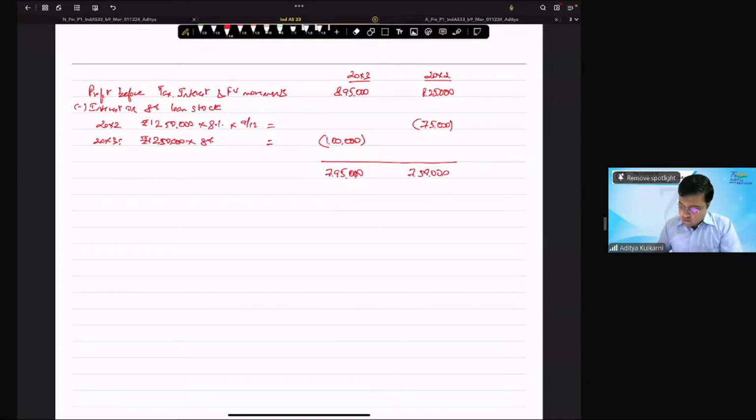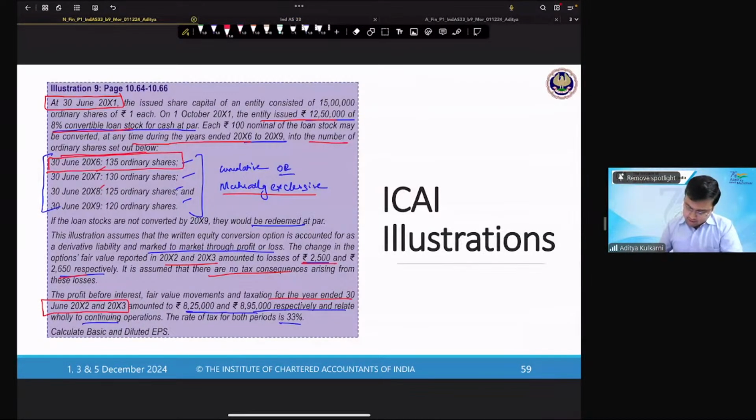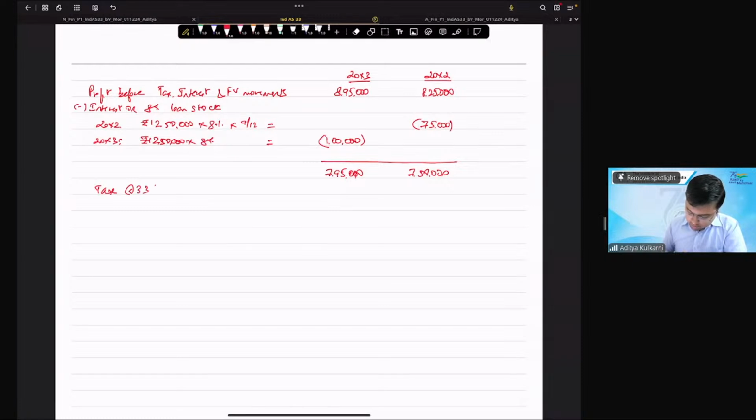7,50,000. Tax at which rate? What is the tax rate? 33%. 7,95,033. 2,62,350. 2,47,500. 5,32,650.